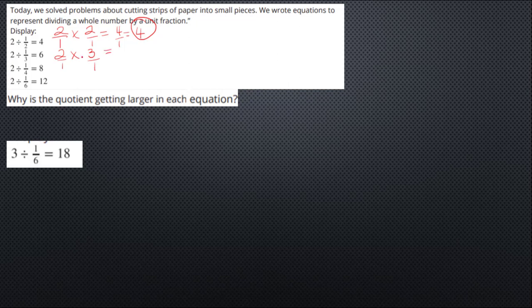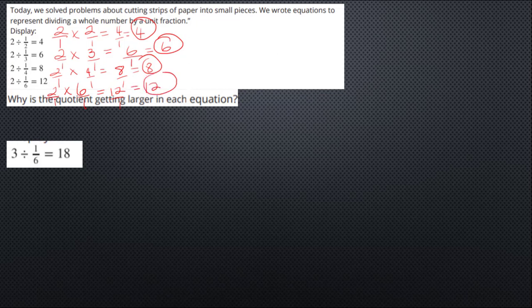Our second, put a 1 under the 2, change to multiplication, flip the second fraction. 2 times 3 is 6. 1 times 1 is 1. That gives them the 6 wholes. Next, 2/1, change to multiplication, flip the second fraction. That gives 8/1, which is 8 wholes. The last one, 2/1, change to multiplication, flip the second fraction, gives you 12/1, which is 12 wholes.